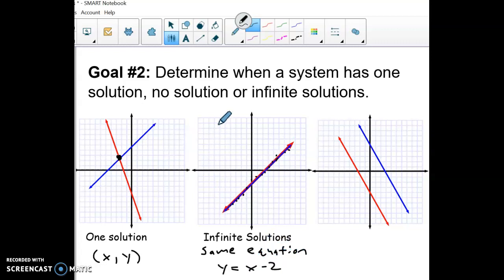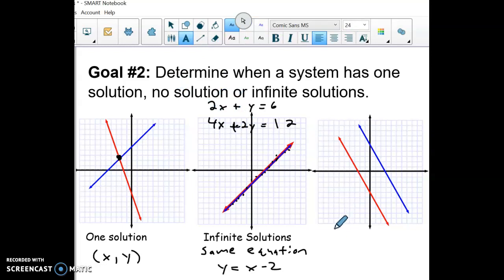And sometimes they're disguised a little bit, like 2x plus y equals 6, and then the other one might be like 4x plus 2y equals 12, right? But those are really the same equations, just one is double the other one. Okay, so that's going to be a sign. If you ever have the same equation, that's a sign that they're going to have the same solutions, and it means infinite solutions.